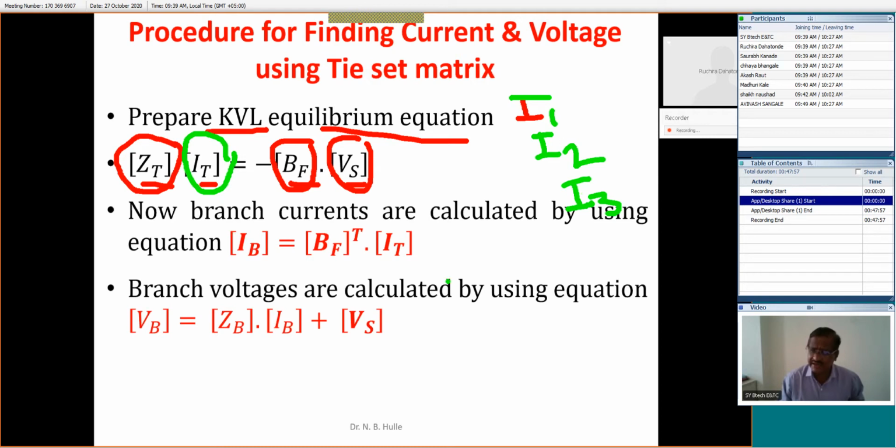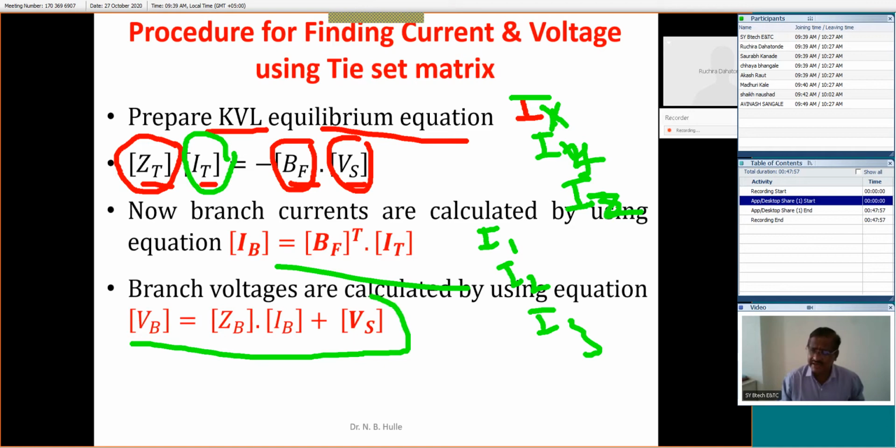If we know the tie-set currents, we can find out the branch currents. Actually, these values are not I1, I2, I3. Actually, they are IX, IY and IZ as per our notations. And then we will find out the branch currents. In this case, the branch current in the first branch is I1, in the second branch is I2, in the third branch is I3, and so on, using this equation. Similarly, the voltage across each branch is calculated using the formula VB is equal to ZB into IB, plus VS. These are the steps of the calculation, which is nothing but the procedure for finding the branch voltages and branch currents using this tie-set matrix. Is it right?